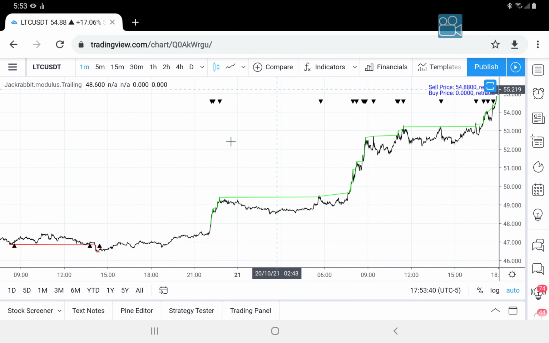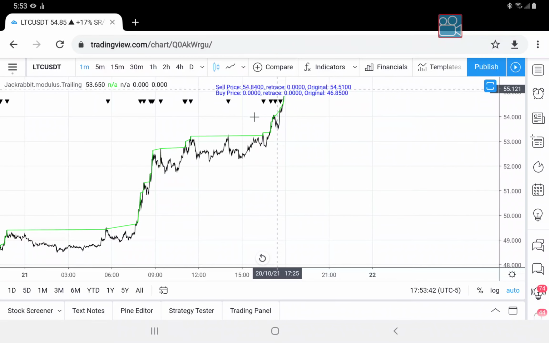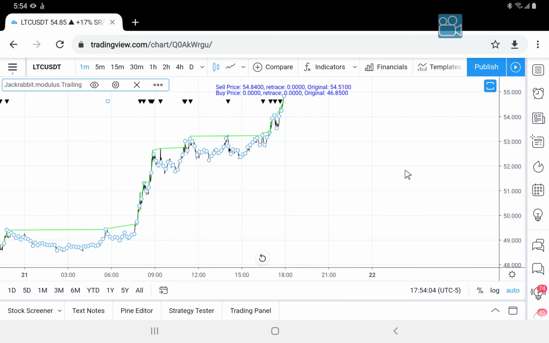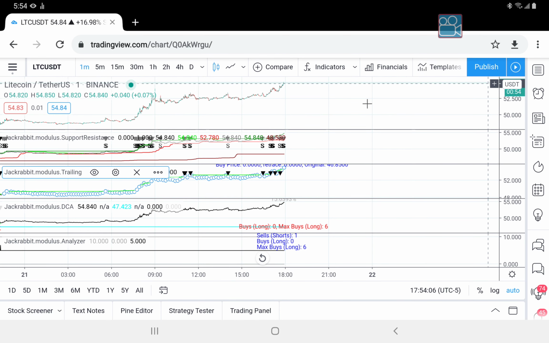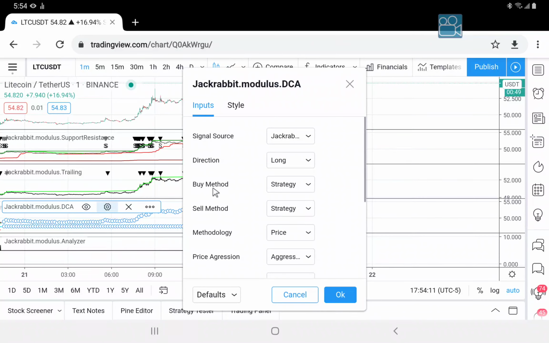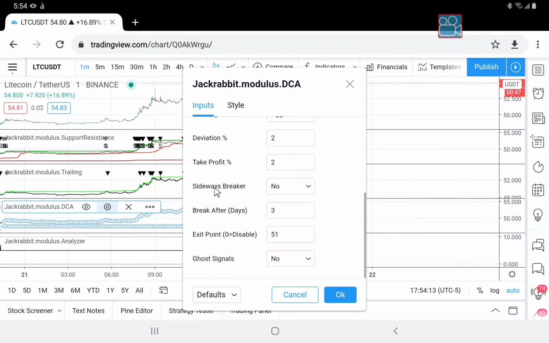As you can see, right here the trailing has detected 46 for the buy price, 54 for the sell price. So again, with very simple steps and very easy approaches, very profitable. And of course my classic DCA combination that I stay with pretty much all the time.